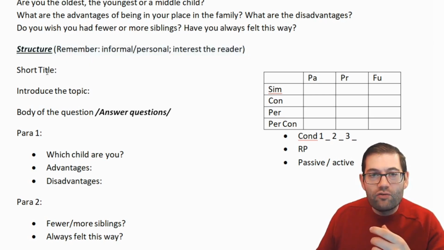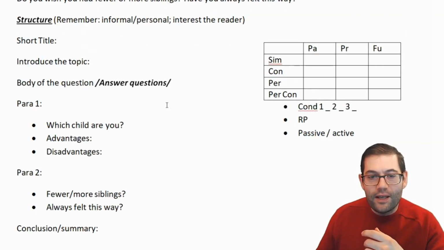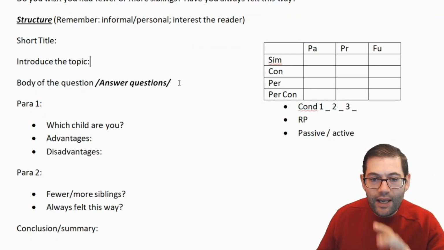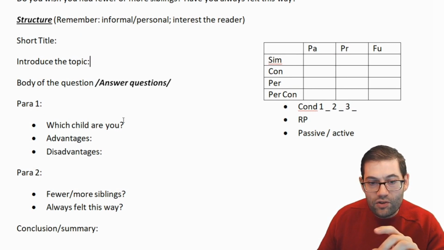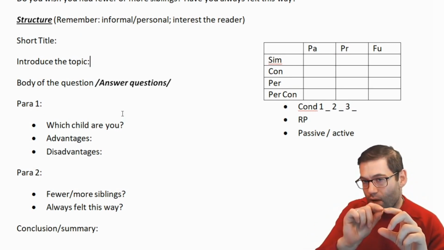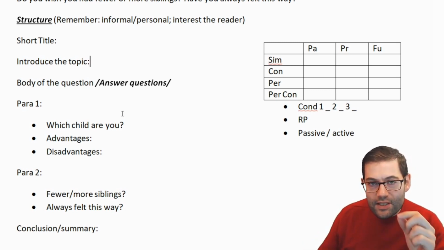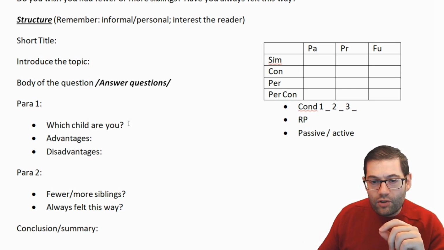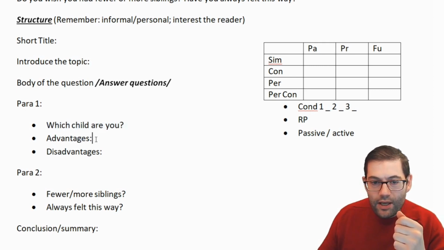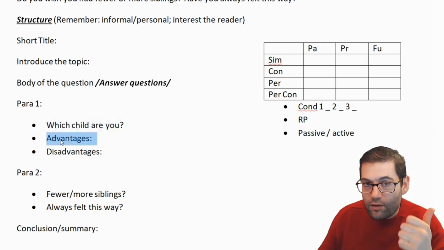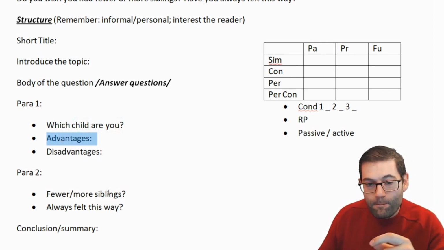Now, the structure is quite simple. You've got to have a short title, you've got to introduce the topic, and now we've got onto the body of the question. And this is where you include the information which is in the question. So if you analyze the question and underline the most important parts, which I stress is hugely important, then this is what you should identify. Paragraph 1 should include, which child are you? Are you the youngest? Are you the middle child? Are you the oldest child? And then that paragraph might also include the advantages and the disadvantages of your position in the family.